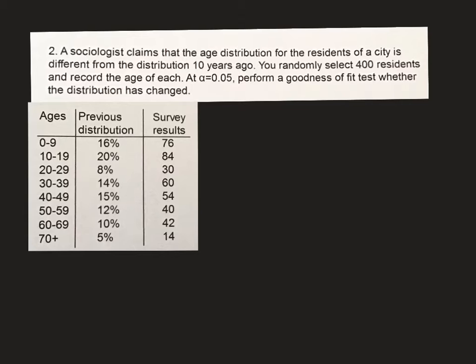In number 2, a sociologist claims that the age distribution of the residents of a city is different from the distribution 10 years ago. You randomly select 400 residents and record the age of each. At alpha equals 0.05, perform a goodness of fit test whether the distribution has changed.